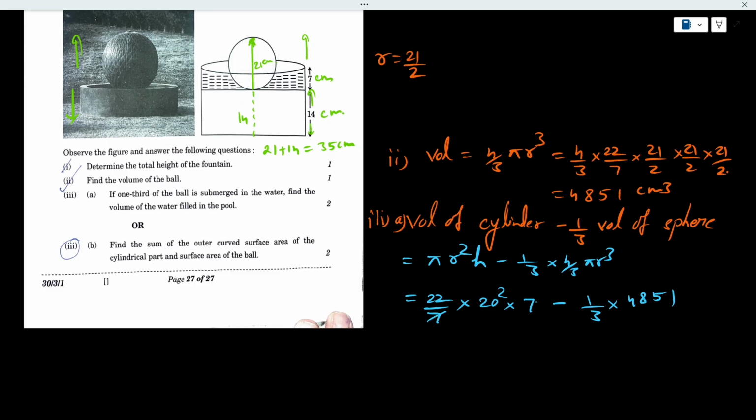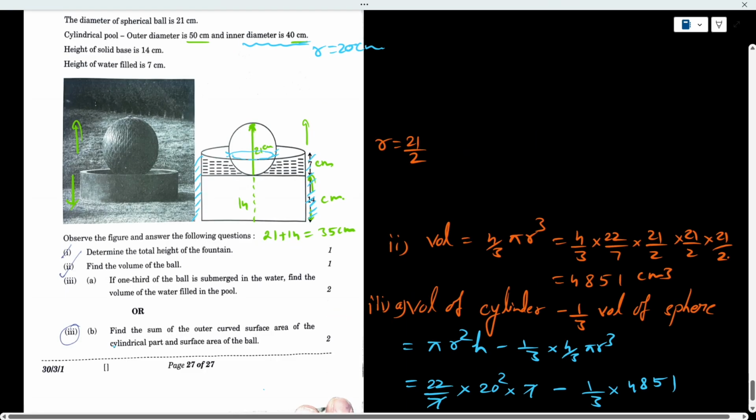If you do the simplification, this will be 400, so it will be 8800 minus, if you do the cancellation, 3 ones are 6, 1s are 7s, and you will get 7183 cubic centimeter as the volume of water filled in the pool.